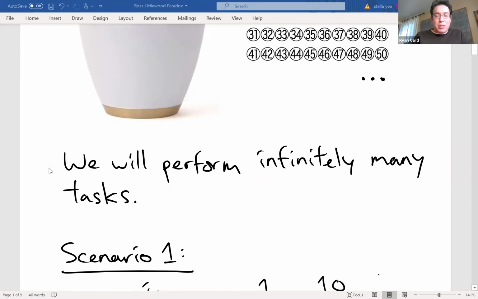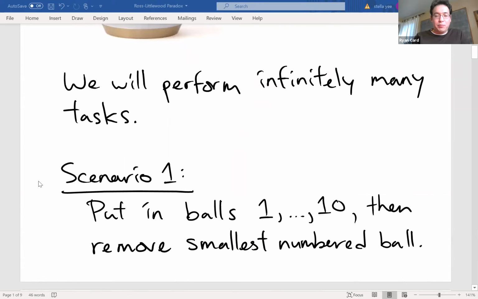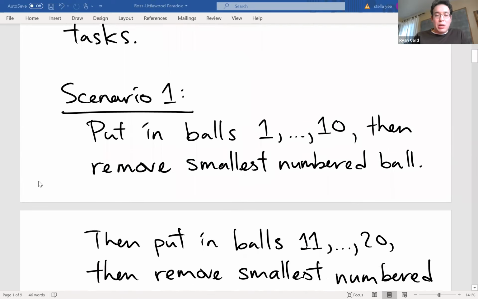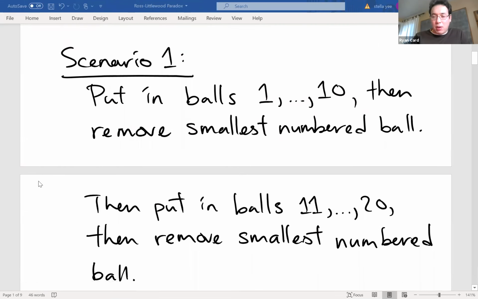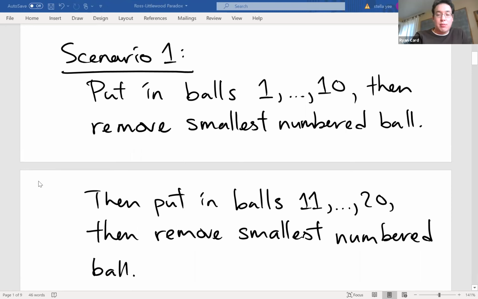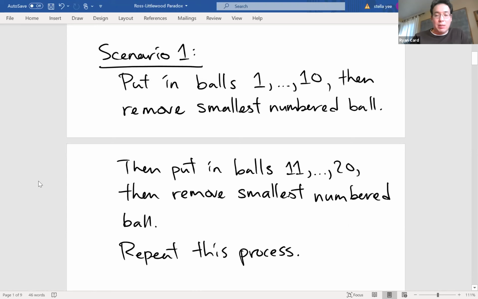Okay, so here's our first scenario. What we're going to do is put in balls 1 through 10 and then remove the smallest numbered ball. So we take 1 through 10 and then you remove the first one, so we have 2 through 10 inside of the urn. Then we're going to put in balls 11 through 20 and then we remove the smallest numbered ball that's still in the urn. So in that case, it would be 2 because 1 is already removed. And then we repeat this process. We're going to do this infinitely many times.